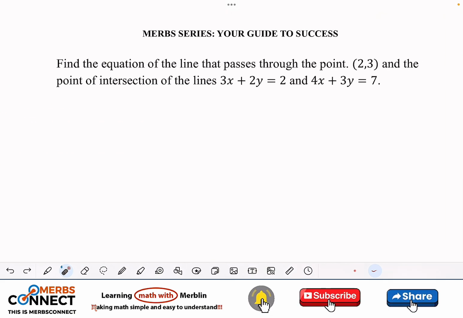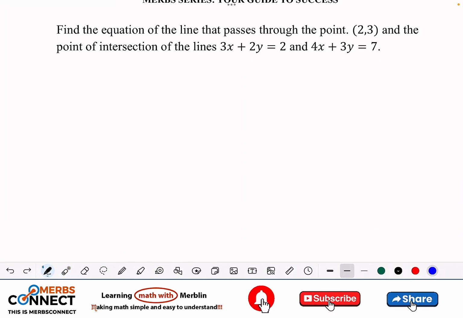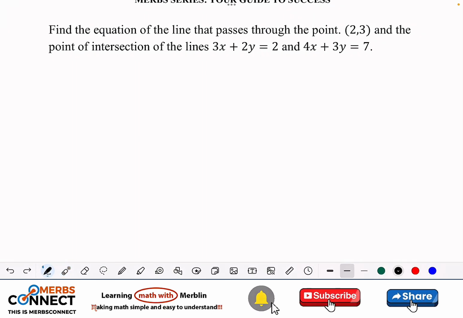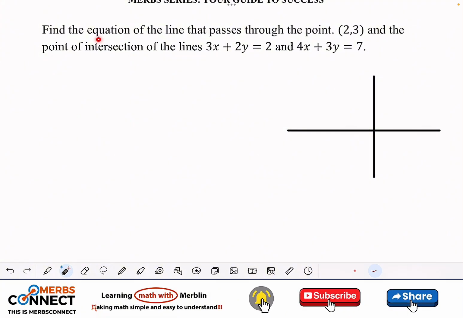So the next question here is, find the equation of the line that passes through the point 2 and 3 and the point of intersection of the lines this and that, right? So this one is, as I said, sketch. Always you need to sketch. So let's sketch something. Let me have my y-axis. Let me have my x-axis, right? Now we want to find the equation of the line which passes through a point 2 and 3. So let's assume that I have my 2 here on the x-axis and then 3 here on the y-axis. So this is where the point is going to be.